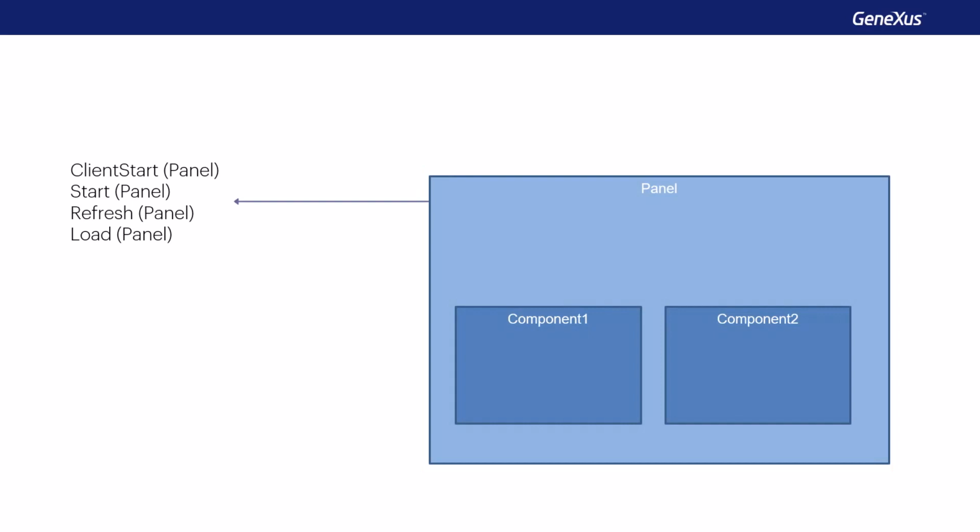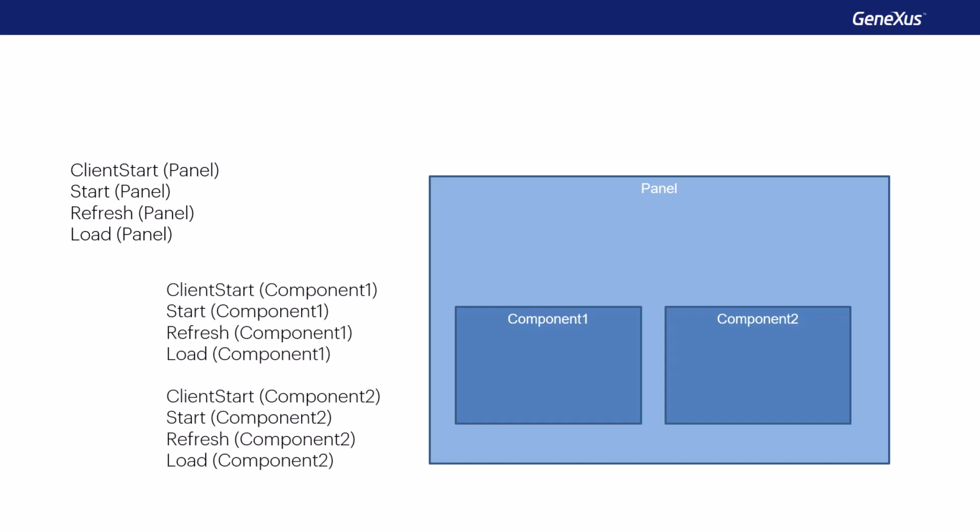First, the events of the panel containing the components will be fired in the usual order we saw before. That is, client start, start, refresh, and load. Then, from top to bottom, and from left to right, the events of each panel included as a component also in the usual order.